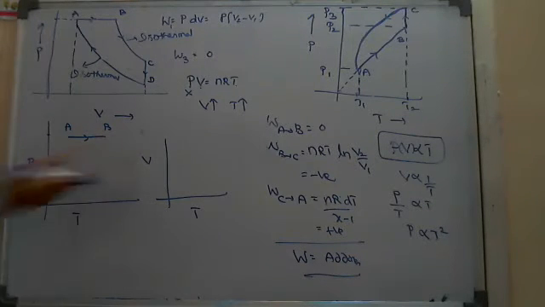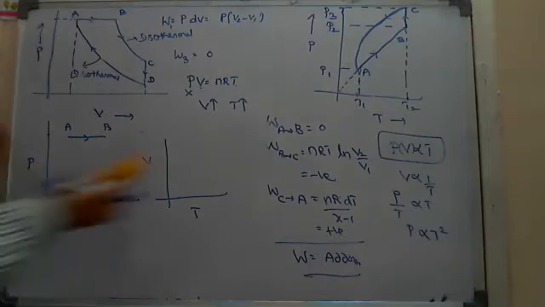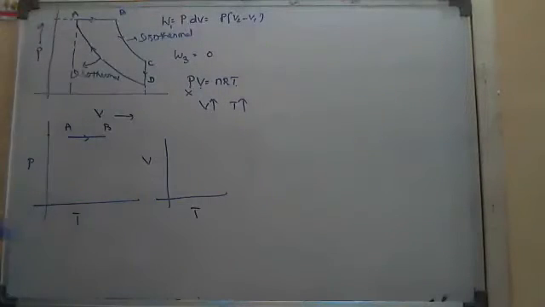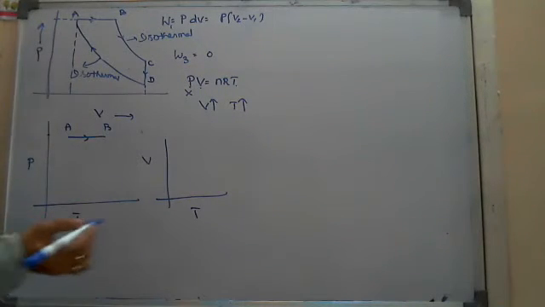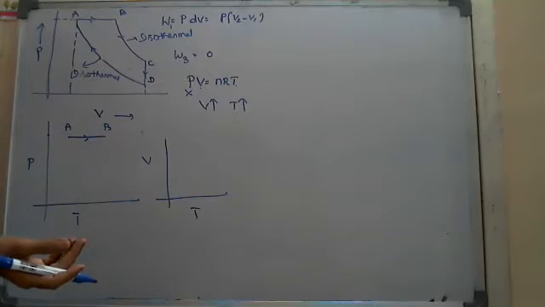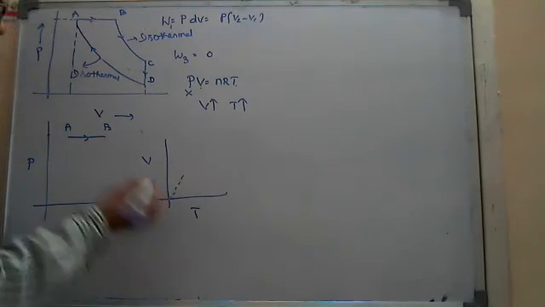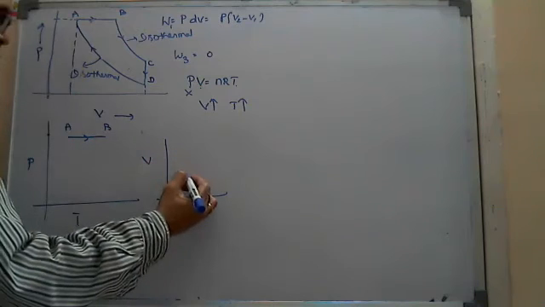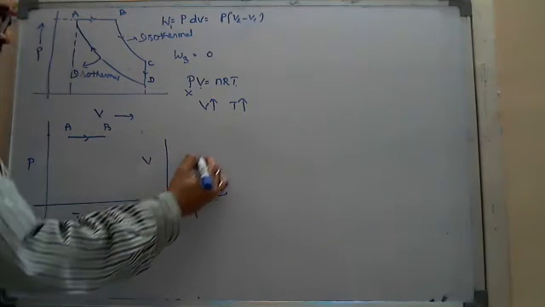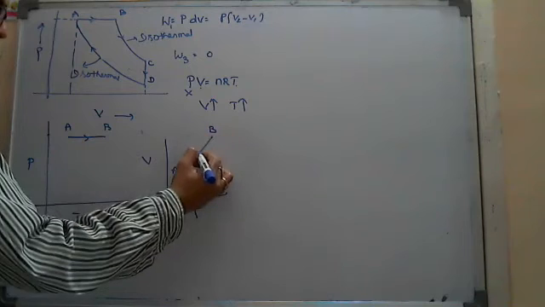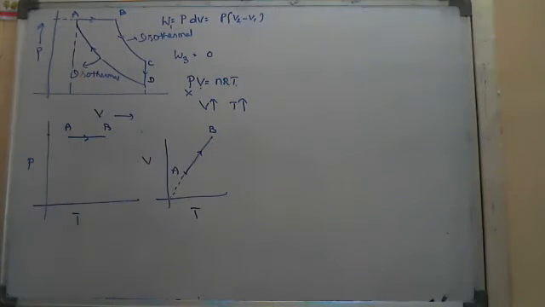And in the VT graph how do we draw, Nana? Did you get any idea? Straight line, sir. A straight line actually passing through origin. Yeah, right. Straight line passing through origin. Here volume increases, so temperature also increases like this. Very good. A to B. And then B to C, Nana.